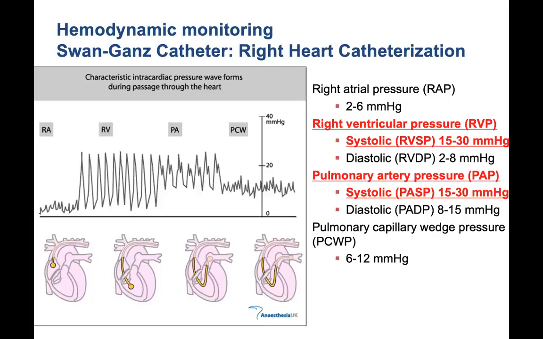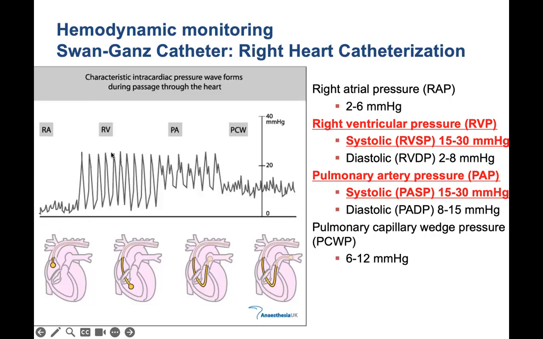So now we're going to move on to talk about hemodynamic monitoring. So Swan-Ganz catheter or right heart catheterization. So if you remember, here is a PA catheter as we go into the right atrium. Here's our pressure tracing, right? So our normal pressures are about 2 to 6. As we enter that right ventricle, we have an increase in that systolic pressure. So here's your RVSP, or your right ventricular systolic pressure.